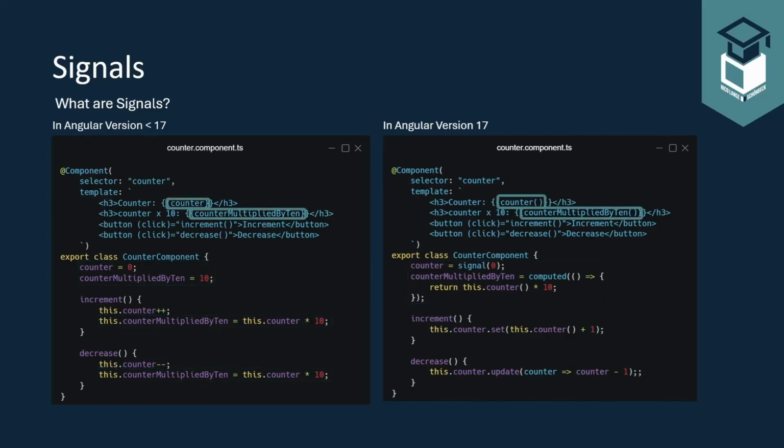Also, what changes is on the top, you see that we're now calling the variables. We have a function call with no parameters to get the value. That's important because that's the functionality of signals.